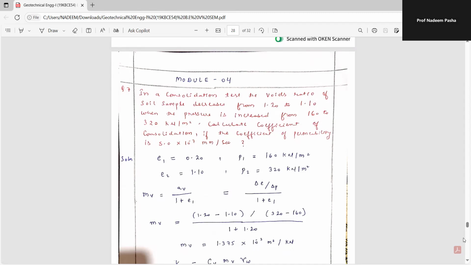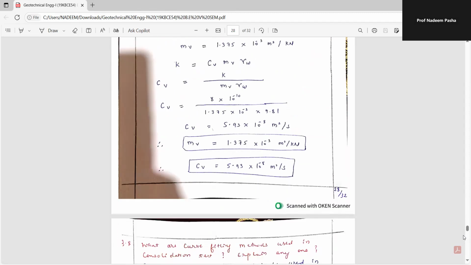So e1 is equal to 1.2, p1 is equal to 160 kilonewton per meter square. e2 is equal to 1.1, p2 is equal to 320 kilonewton per meter square. So here mv is equal to av by 1 plus e1, that is equal to delta e divided by delta p divided by 1 plus e1. So it comes out to be 1.2 minus 1.1 divided by 320 minus 160 divided by 1 plus 1.2, where mv comes out to be 1.375 into 10 raised to minus 3 meter square per kilonewton.